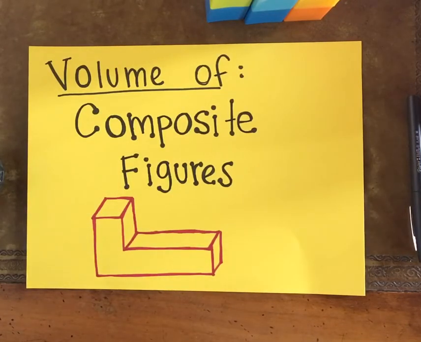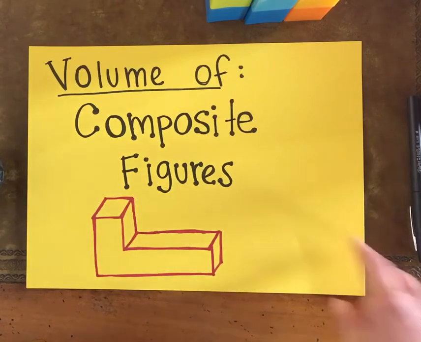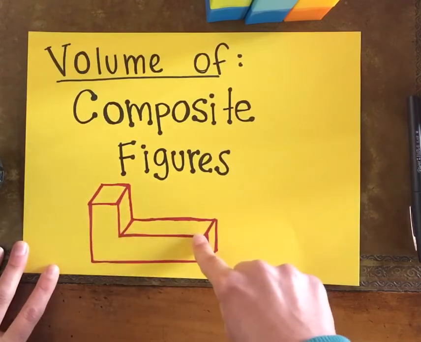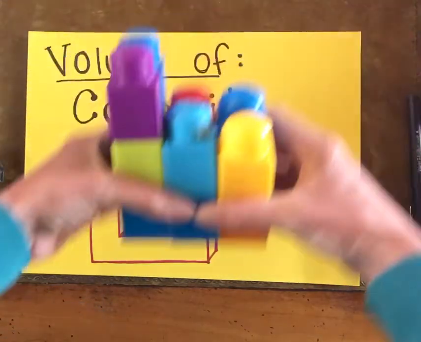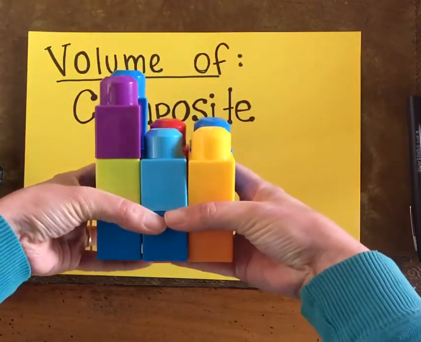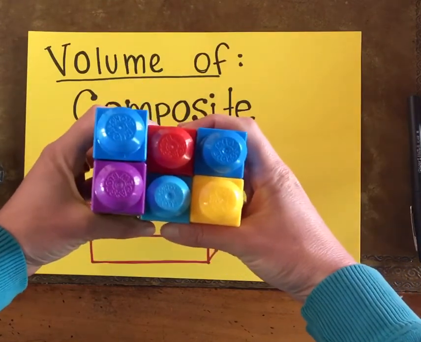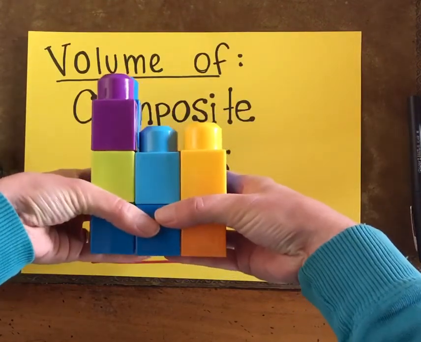Hi everybody! Today we're going to learn how to find the volume of a composite figure. A composite figure is a figure composed of or made of at least two different figures. So an example would be this three-dimensional L shape that I've drawn here, or this three-dimensional kind of two-layer rectangular prism that I've built out of blocks.